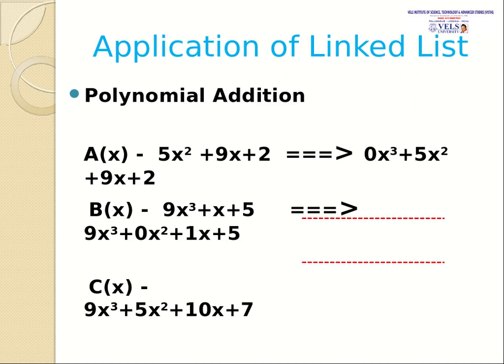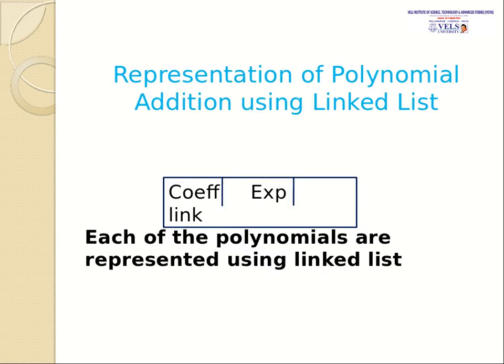Next, we have the component x to the 1, which is in both A of x and B of x. So it adds both the values, 9x plus 9x, which will be 18x. For the coefficient of x power 0, we have 2 in A of x and 5 in B of x. So it will add these two values, 2 plus 5, which is 7. So this is how it is performed.